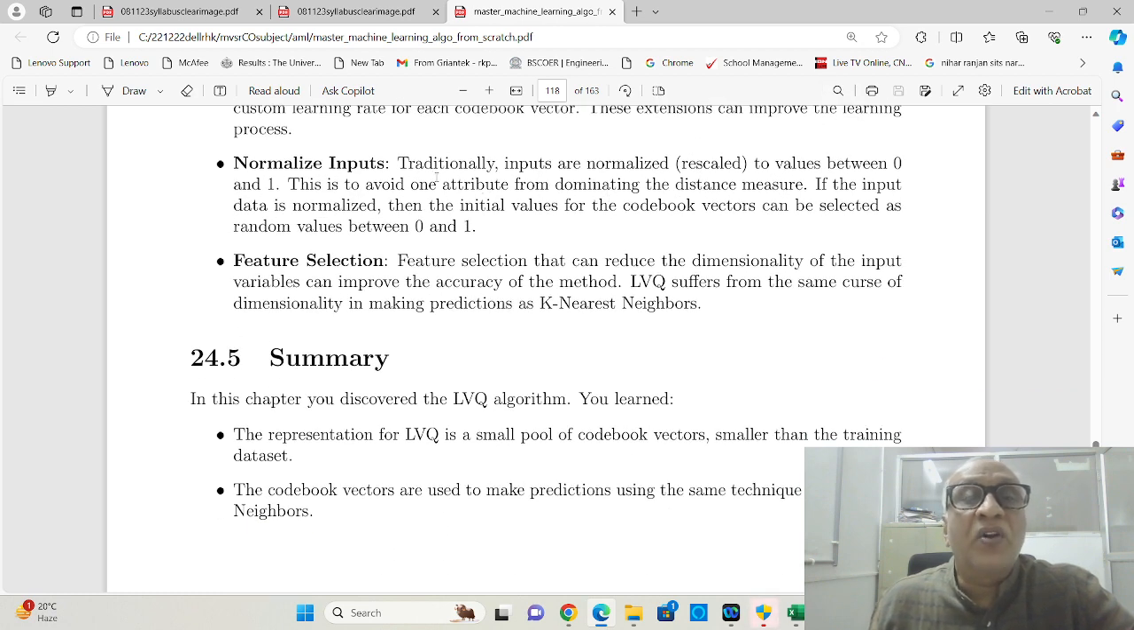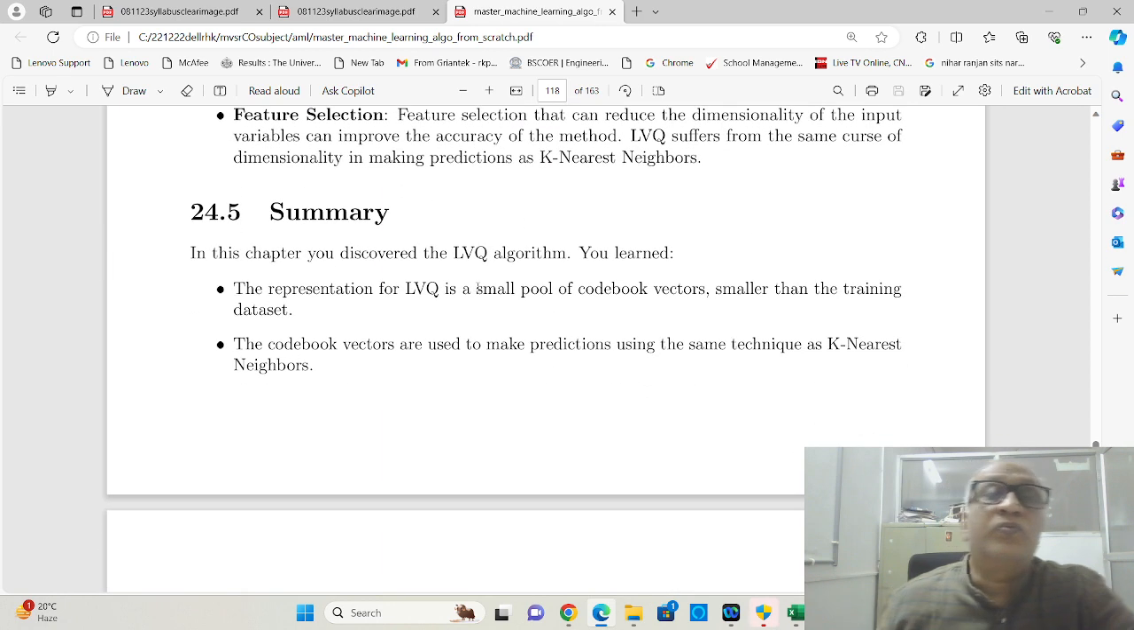Then you can normalize your inputs between 0 and 1. Why do we normalize? Because there is a chance that an attribute may dominate the distance measure. If we normalize, then the initial values of the codebook vector can be between 0 and 1. Feature selection also reduces the dimensions, which can improve the accuracy. LVQ also has the curse of dimensionality, which we also saw in k nearest neighbors.